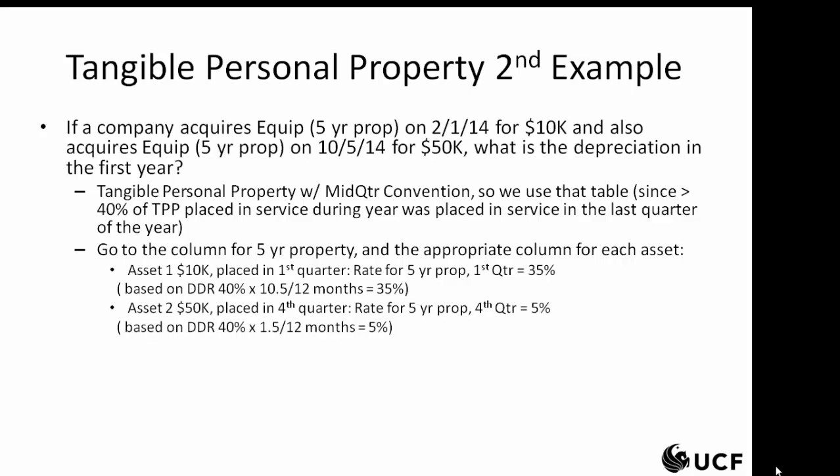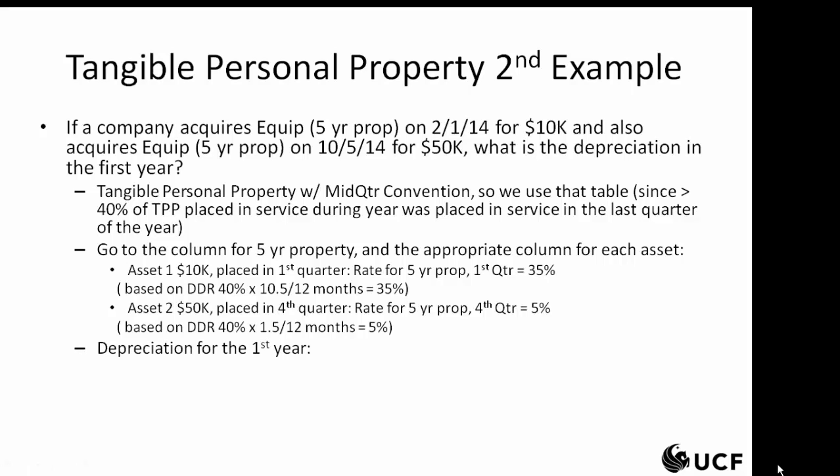Asset 2, the one that cost us $50,000, was placed in service in the fourth quarter. If you look in the tables, you will find that the rate for 5-year property, fourth quarter property, is 5%. Again, based on the double declining rate of 40%, but now since it was placed in service in the fourth quarter, we only are going to get half of the fourth quarter, or 1.5 out of 12 months, times 40%. So our rate is going to be 5%.